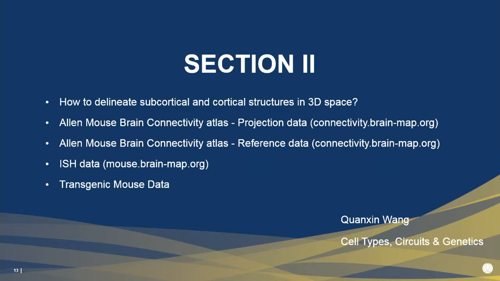So the structures that contain large cells and more cells are brighter in the average template, and the structures that contain fewer and small cells are darker in the average template. Based on that inherent contrast, we found more than 120 structures visible on the average template. Then we annotated these structures in the first phase.